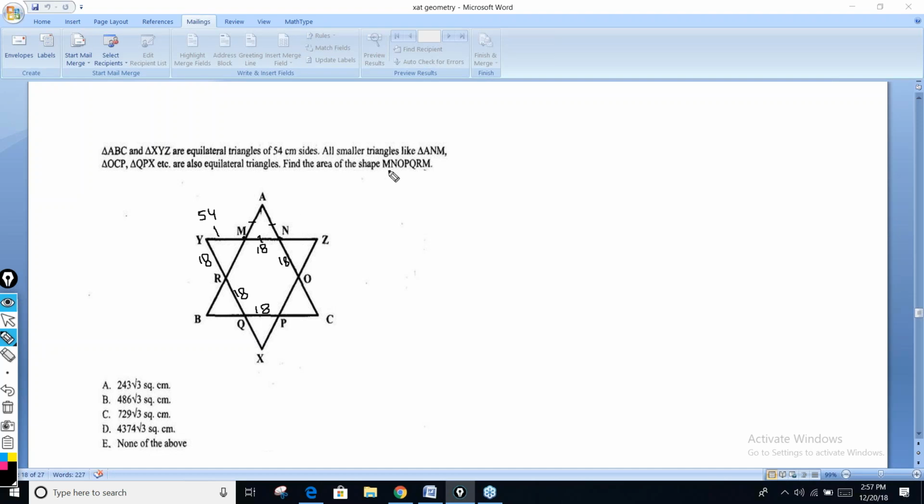So what do we need to find? We need to find the area of the shape MNOPQR. The easy way to do it is to find the area of the hexagon, because all the sides are 18. If you know the area of a regular hexagon, you can directly do that. And if you do not know, the area of a regular polygon is n a square by 4 cot pi by n. You can get the answer directly from this because this is a regular hexagon.